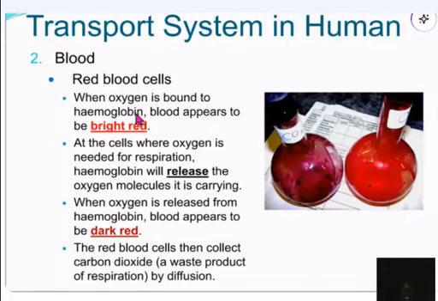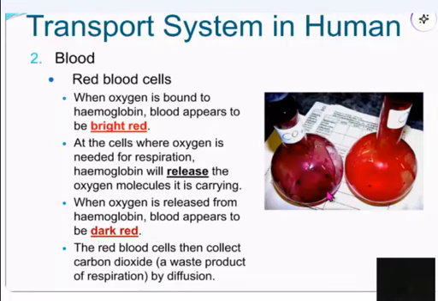When oxygen is bound to hemoglobin, blood appears to be bright red. You can see bright red. At the cell where oxygen is needed for respiration, hemoglobin will release the oxygen molecule it is carrying. When oxygen is released from the hemoglobin, blood appears to be dark red. You can see the dark red now.